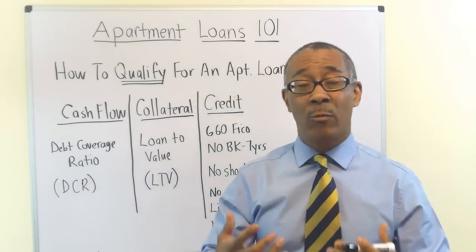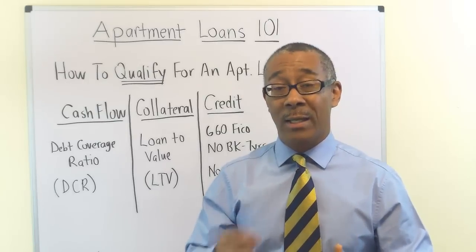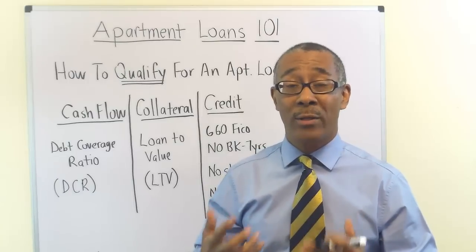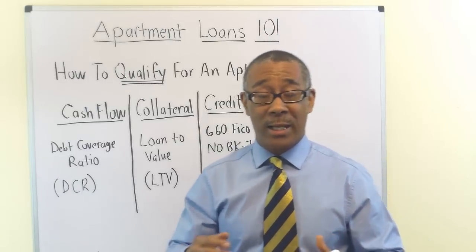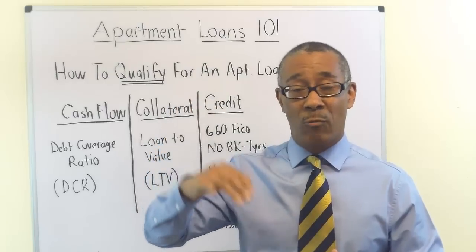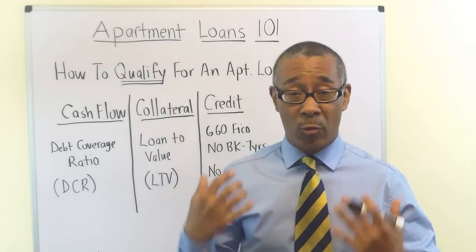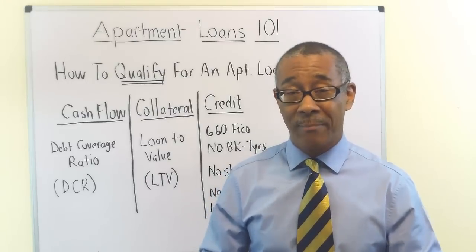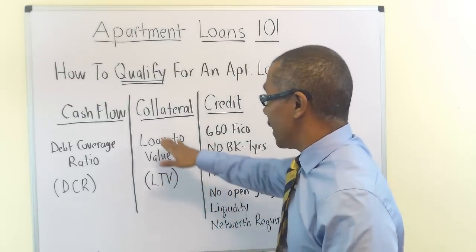Again, it's the annual net operating income divided by the annual mortgage payments. It should be 1.2 or greater. And obviously, the higher that ratio is, 1.5, 1.6, the greater the deal is. The bank looks at this as less risky.